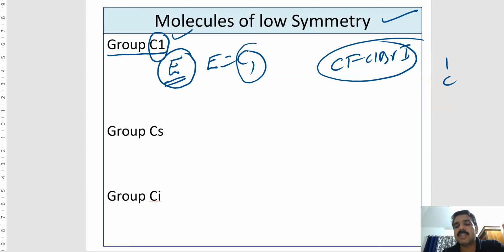This one example belongs to the C1 point group. Another is CHFClBr, a tetrahedral molecule. This molecule has no symmetry element except E. So this molecule belongs to the C1 point group.